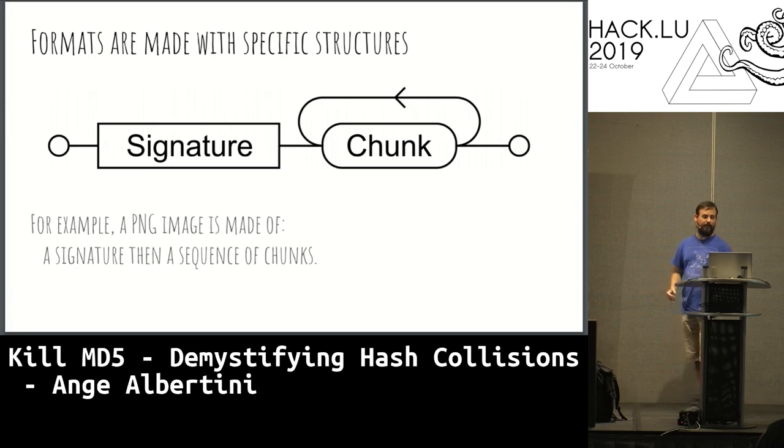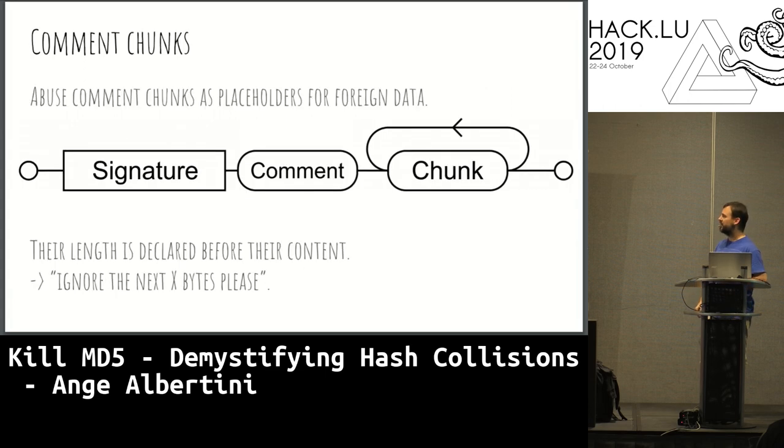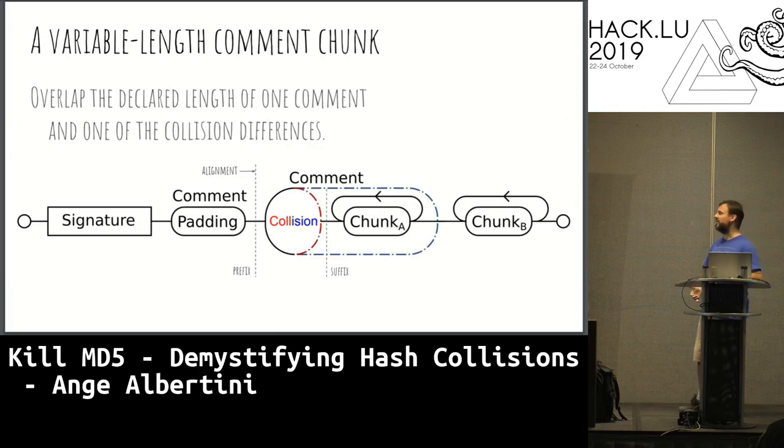So at a high level, if we do that with a PNG, PNG is the simplest file format from a high level perspective. It's a signature, then a sequence of chunks. What's important is that a chunk can be a command, and a command just means ignore the next X bytes. So you define a command that has a length so that it's exactly at the place where there's a difference in the collision block, so that the command will have two different lengths that will hide some content or not. Then you push the original chunks of the first file on one side, and then the original chunks of the second file, and this will be activated or not.